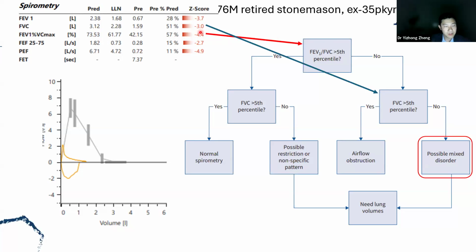The next step: is this pure obstruction, or could it be a mixed disorder? Looking at their FVC value, the value is 1.59 litres, sort of matching the flow volume loop. This is below their lower limit of normal, a Z-score of -3, so it's not above the 5th percentile. So both the FEV1 to FVC ratio is reduced, as well as the FVC, so it's a possible mixed disorder. And as discussed, this doesn't confirm concurrent restrictive physiology. It could still be gas trapping, so you need lung volumes to confirm this.